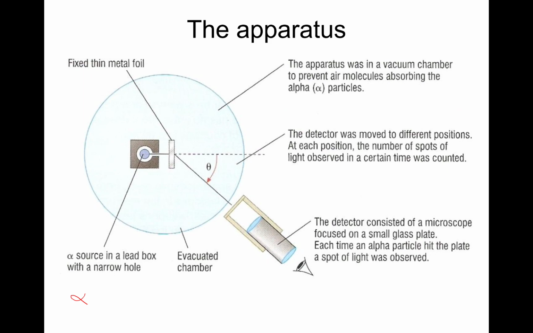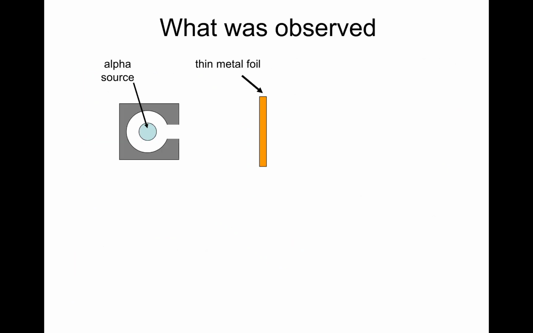And finally, as we stated earlier, the apparatus was in a vacuum chamber to prevent air molecules absorbing the alpha particles. So I guess the question is, what happened? So we had the alpha source with the foil.